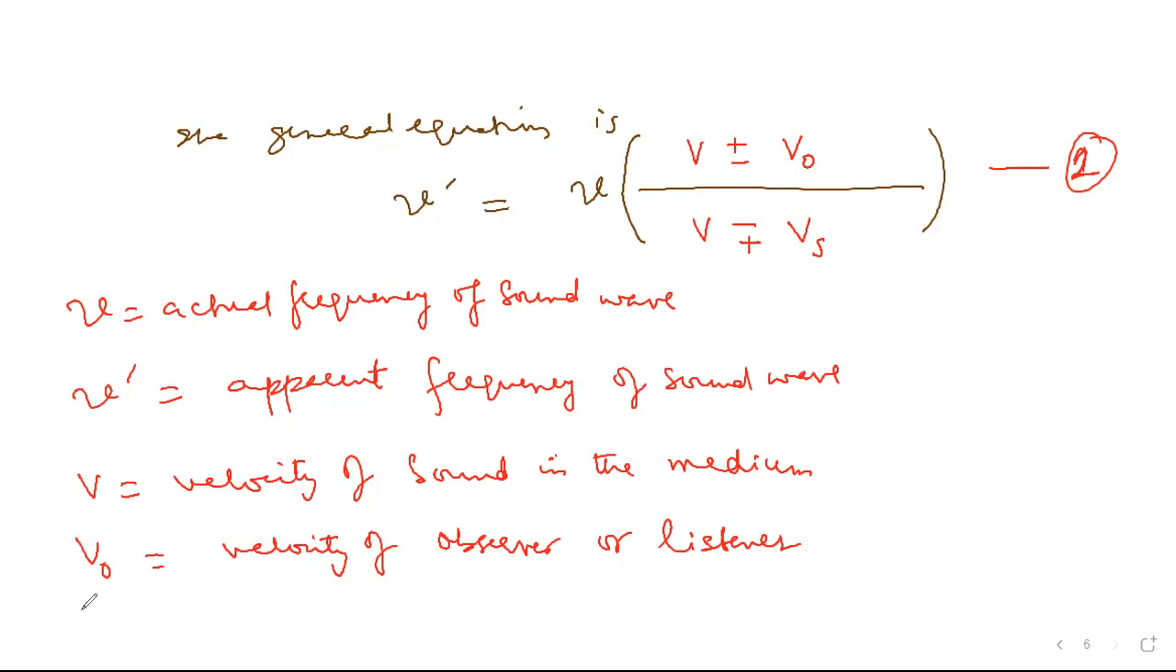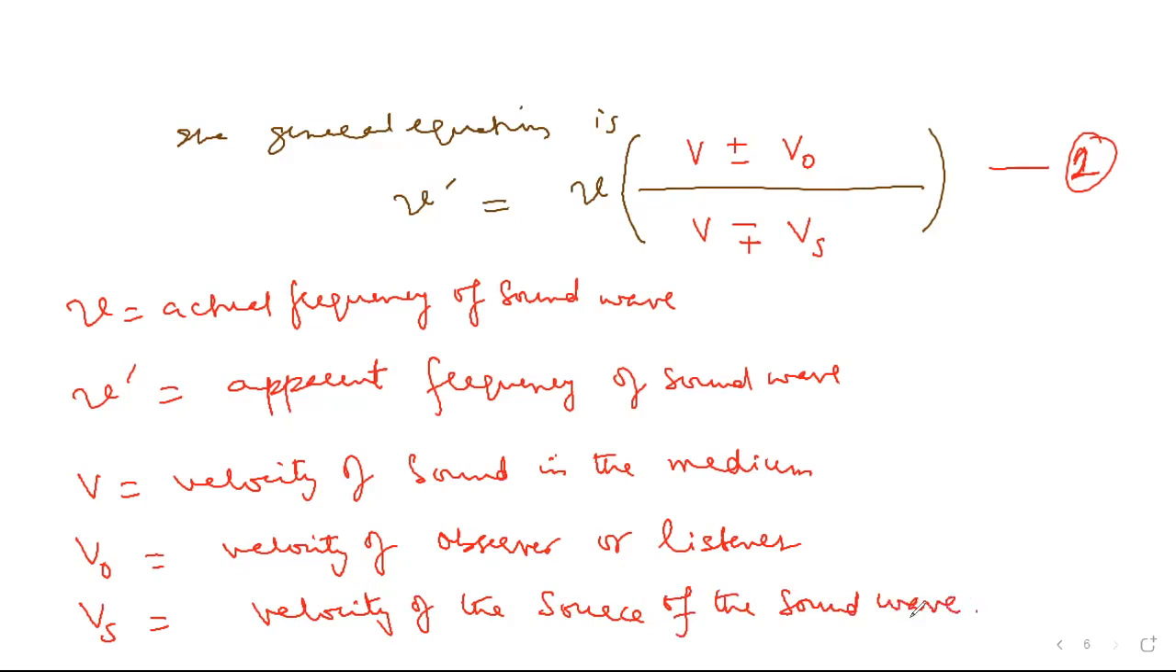Then we have another thing, Vs is the velocity of the source of the sound wave. Nu is the actual frequency of the sound wave. Nu prime is the apparent frequency of the sound wave. V is the velocity of sound in the medium. Vo is the velocity of the observer or listener. Vs is the velocity of the source of the sound wave.